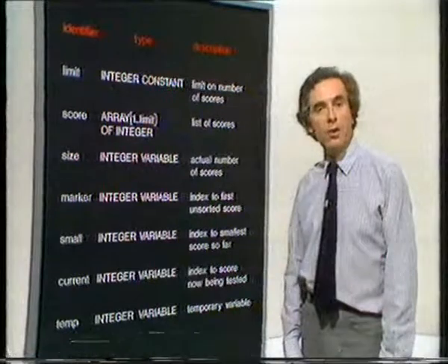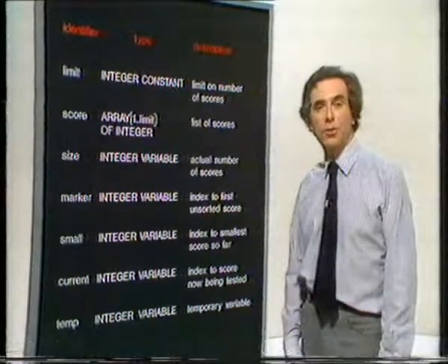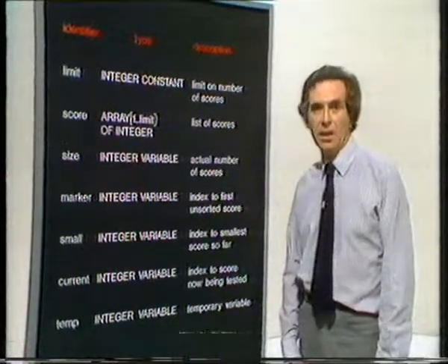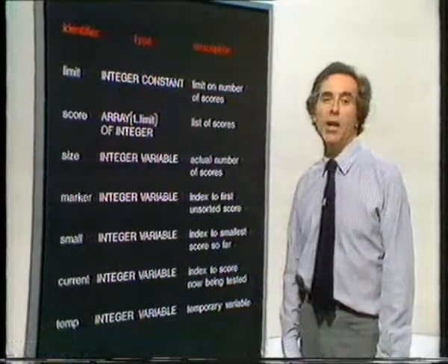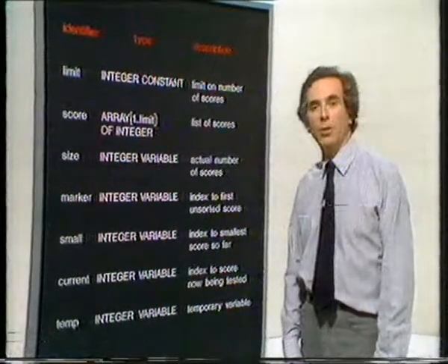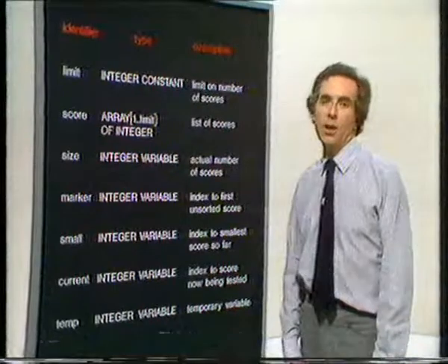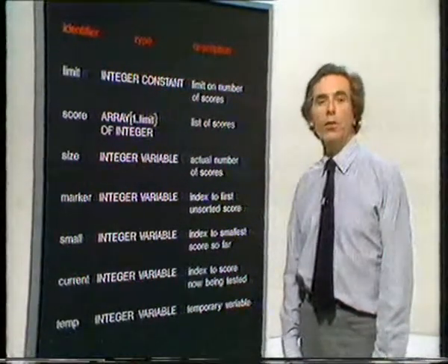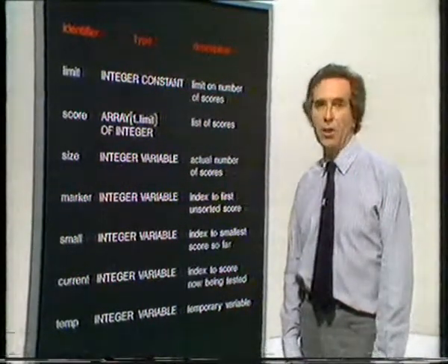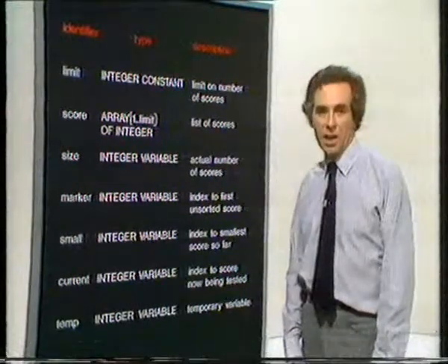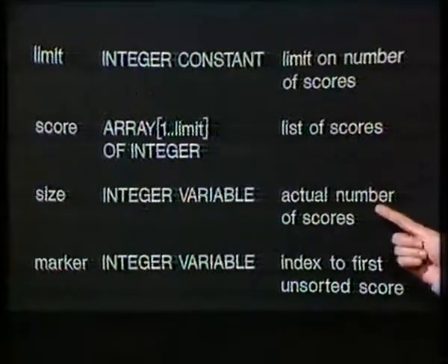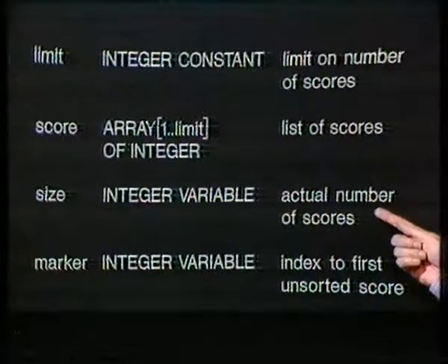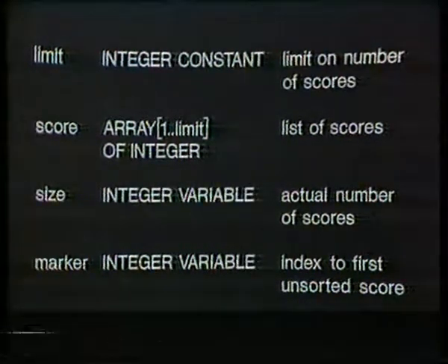Of course, we might want the program to sort fewer scores than the maximum number. In that case, although the array might have 100 elements, we'll only be using some of them. In the example at the beginning of the program, we only used the first 8 elements, so we'll need another variable, size, to tell us the actual number of scores that we're using. It's an integer variable, and it's a variable rather than a constant, because we don't know its value until the scores are read into the array.